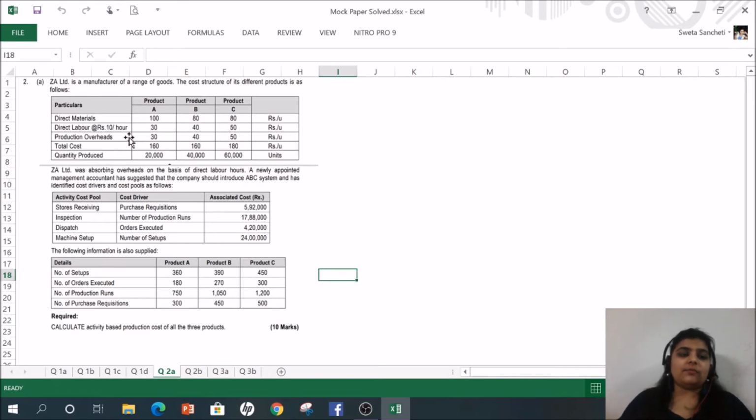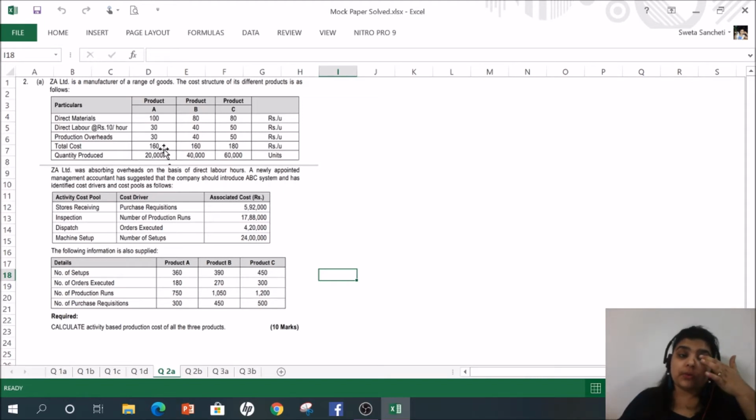Direct labor at rupees 10 per hour, 30, 40 and 50. Now the cost is given for each product and they are saying that the payment is 10 rupees per hour. So if I am paying 30 rupees for product A, that means I am consuming 3 hours of the direct labor. Similarly, 40 rupees means 4 hours and 50 rupees means 5 hours.